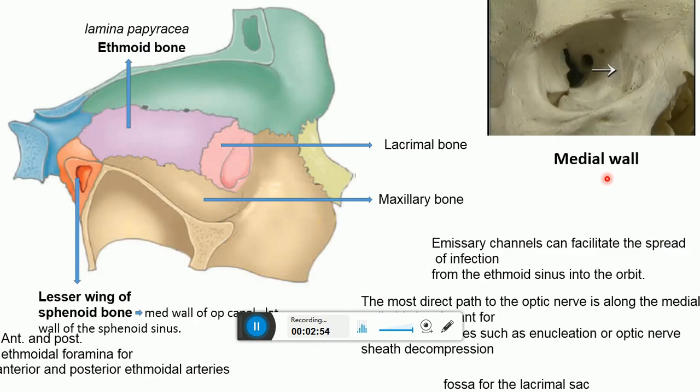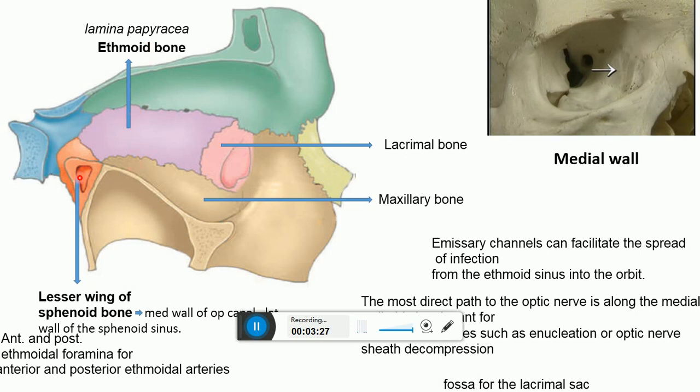Now the medial wall. This is the medial wall. It consists of four bones: maxillary bone, lacrimal bone, ethmoid bone, and lesser wing of sphenoid bone. The ethmoid bone is also known as lamina papyracea. It is paper-thin and perforated by numerous foramina for nerves and blood vessels.